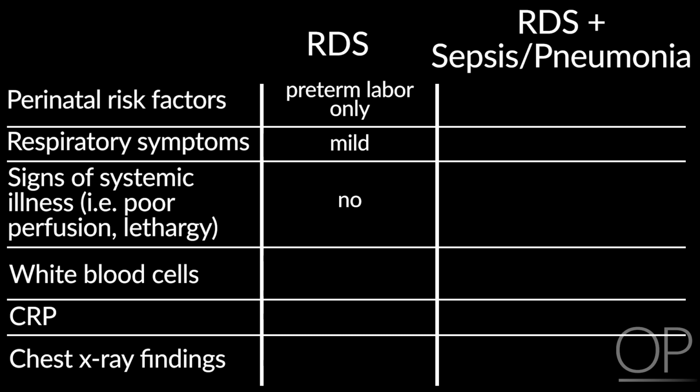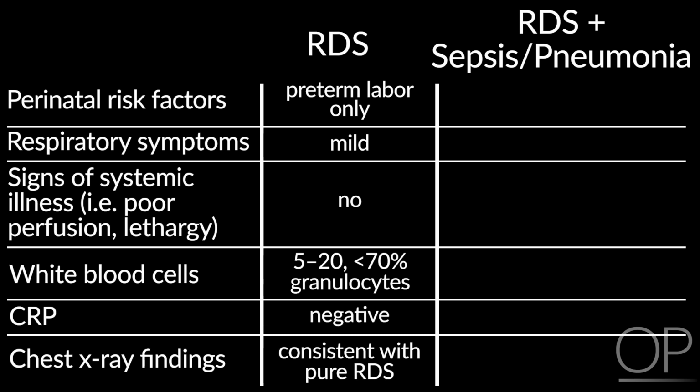White blood cells 5 to 20, differential with less than 70% granulocytes, CRP negative, chest X-ray consistent with pure RDS.